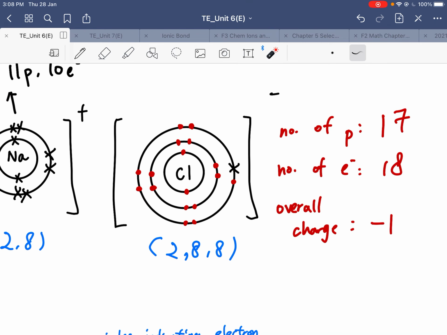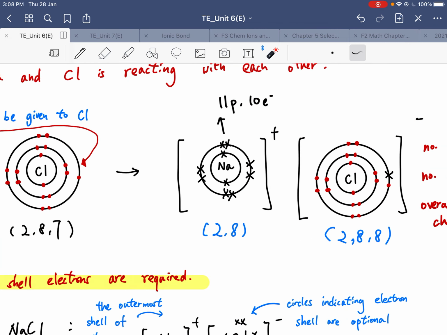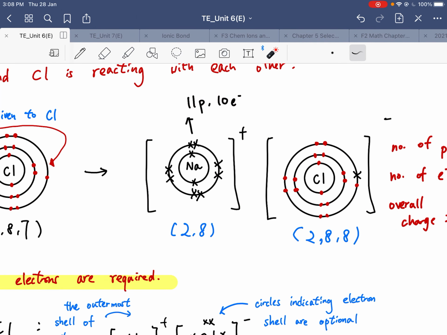And for chlorine, it now becomes chloride. Chlorine adds 1 more electron to become chloride. The number of protons does not change, it is still 17, but the number of electrons is now 18, so the overall charge is -1. It is indicated here. So the formation of sodium chloride can be illustrated here. Remember guys, one is positive and one is negative, so you expect they will attract each other, and this is how sodium chloride is formed. This is what I talked about last time.